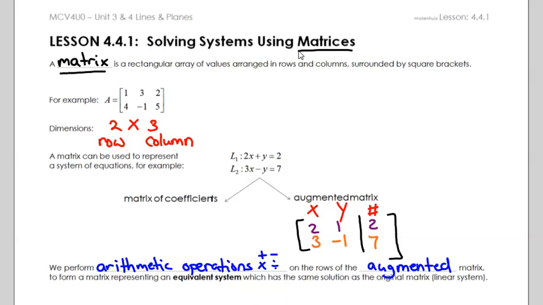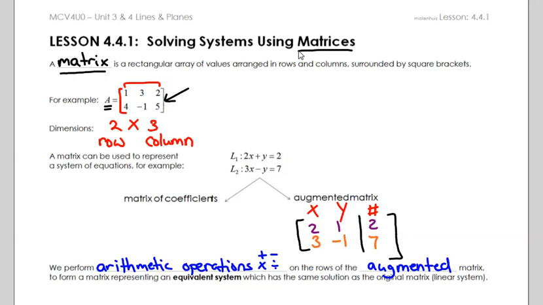So matrix is the singular. We have one right here. And a matrix is a rectangular array of numbers that's arranged in rows and columns. And so they usually are surrounded by these square brackets. And if you want to name it, we usually use a capital letter. So I can describe this matrix with the number of rows it has, and so this one has 2, and how many columns it has, so this one has 3 columns. That means that I would call this matrix a 2 by 3 matrix.